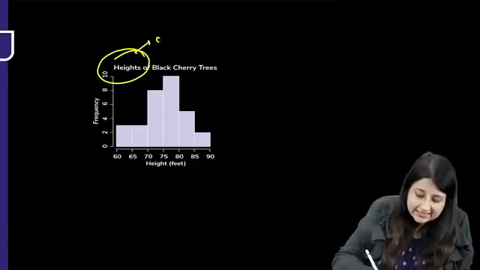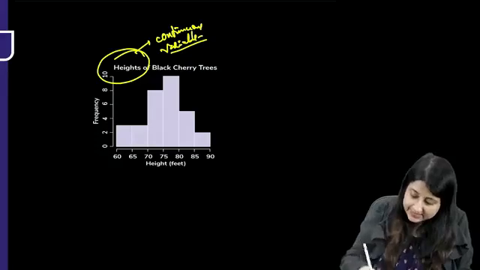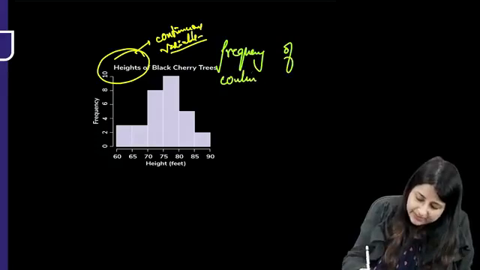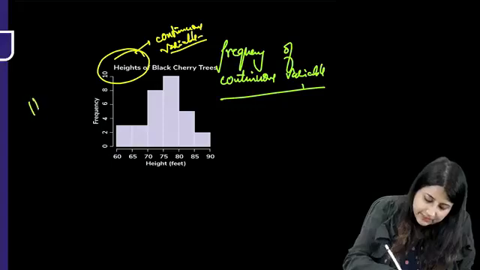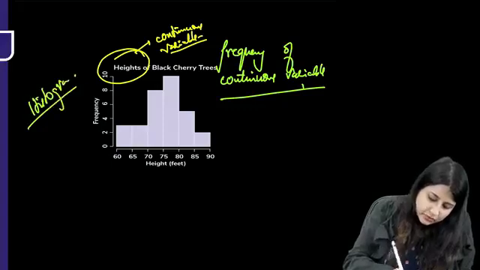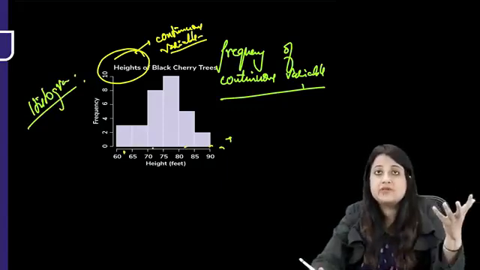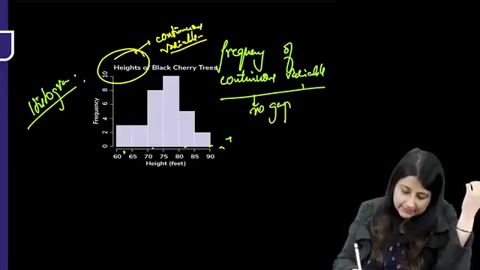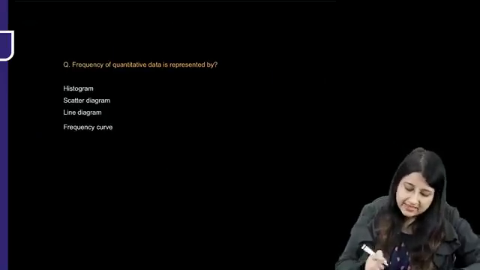So when I'm using height, is this a continuous or discrete variable? Of course, it's a continuous variable. It's quantitative data. So when we have to represent the frequency of continuous variables, we will make a histogram. See, there is no gap because it's a continuous variable. It can take up many possible values and also in-between values. So here, no gap.